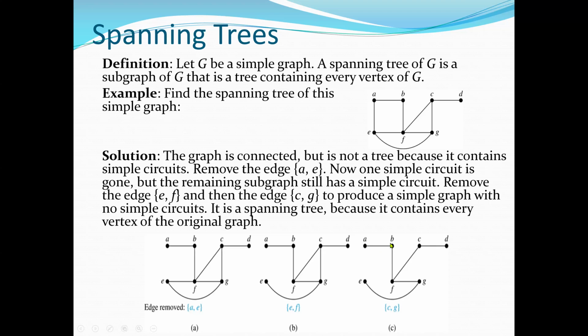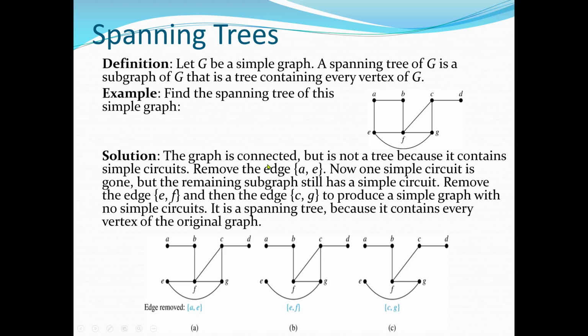If I'm in B and I go to A, I can't go around to come back to B. Same thing applies to E, F, G, C, D. So now this is the definition of a spanning tree. A spanning tree is when we have a graph and the graph is connected, but it consists of simple circuits. If we can remove all the simple circuits from the graph and maintain the same number of vertices, then it becomes a spanning tree.